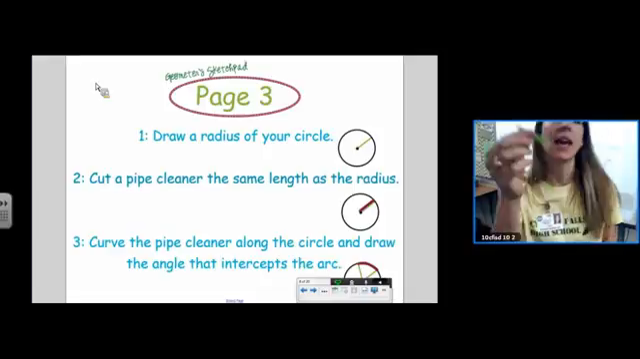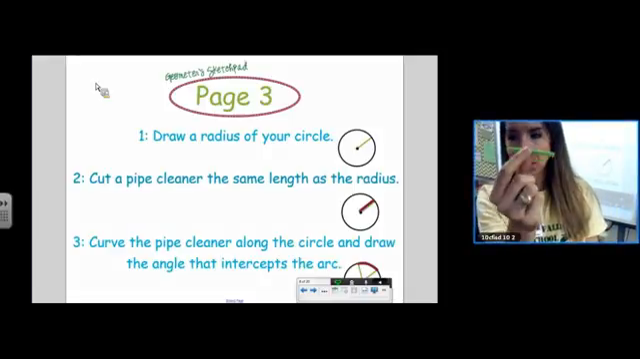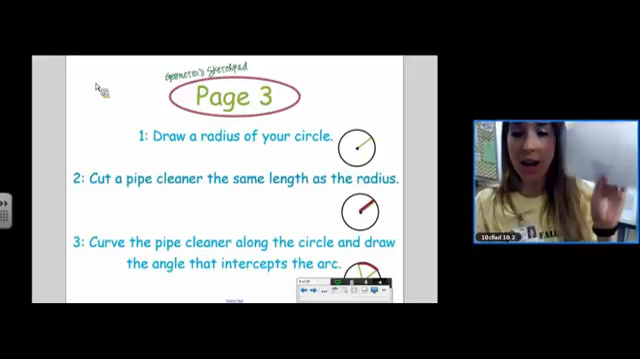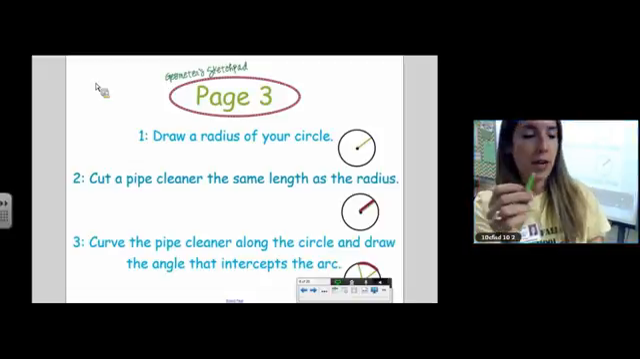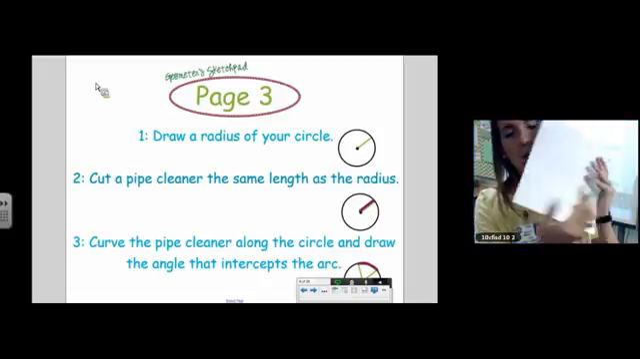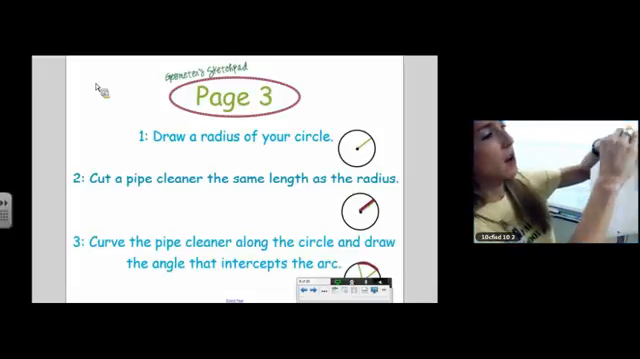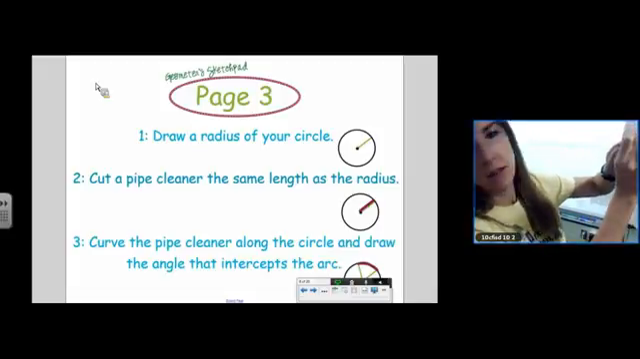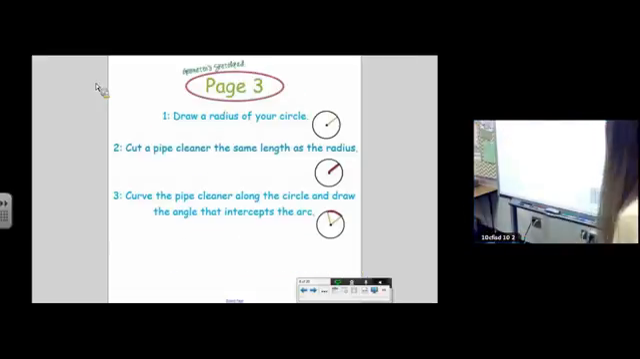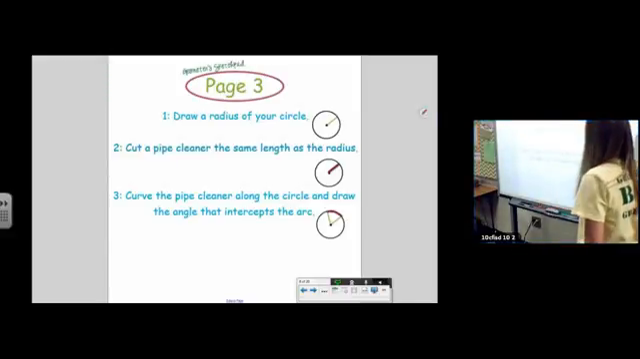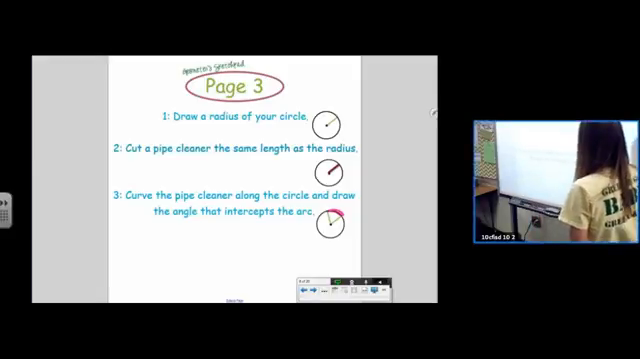Next, I want you to take this manipulative, your floss or your string. This is your radius, right? And everyone's might look different because we all got different circles. I want you to take this, and I want you to put it along your circle. I want you to bend it to go along your circle. And I want you to draw the angle that intercepts the arc, if that makes sense. So you're putting your pipe cleaner along the circle, and then you're drawing the angle that opens up to the curved pipe cleaner.